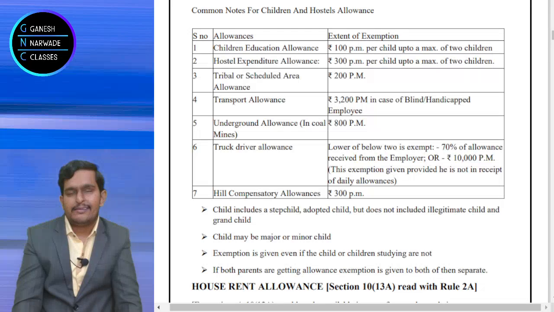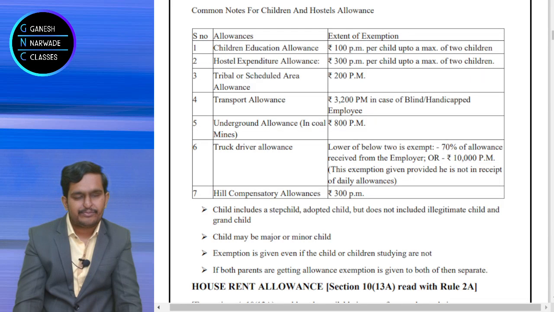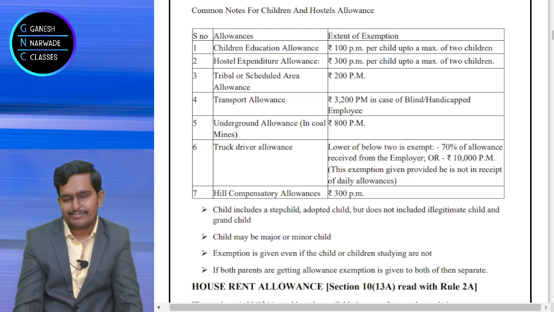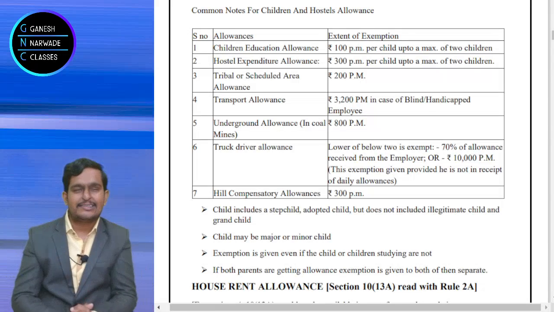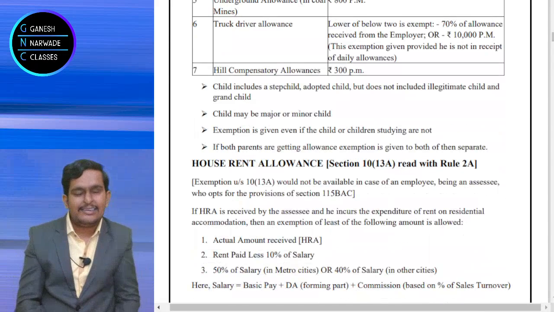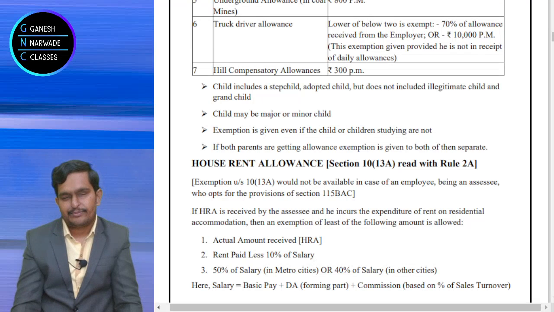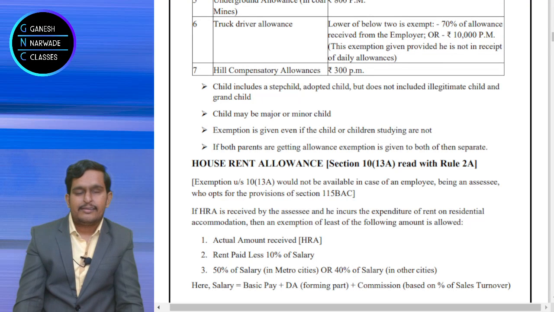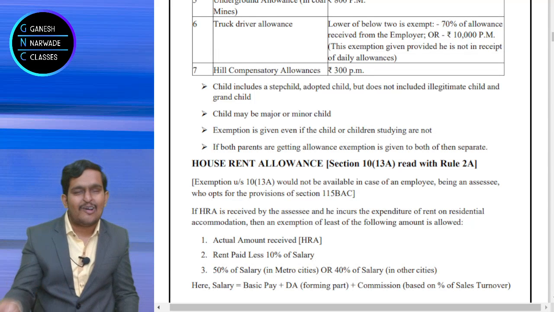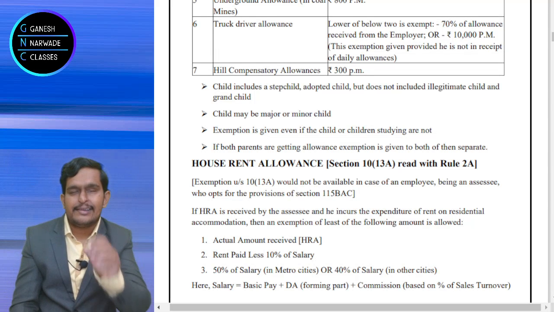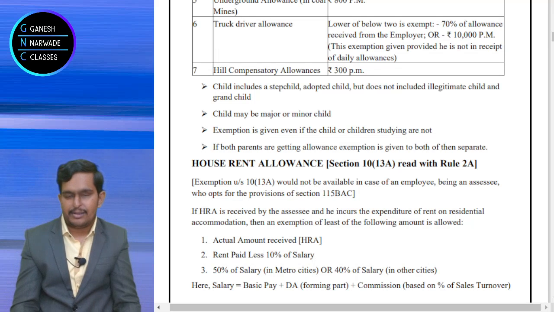If you are receiving house rent allowance and you are staying in your own house, हम तो हमारे घर में रहते हैं जी, then it is fully taxable. The house rent allowance received is fully taxable. But sir, what about government, non-government? There is no difference at all. If you are a government employee or non-government employee, in both the cases, the same rules will apply.